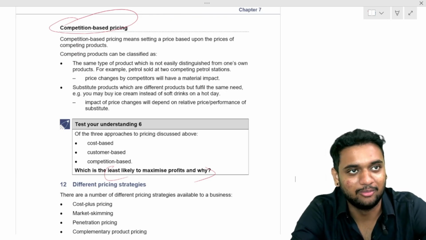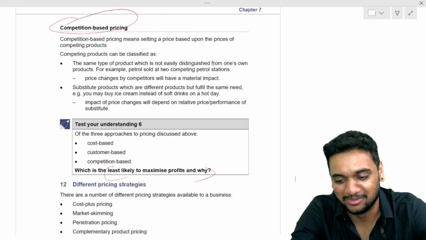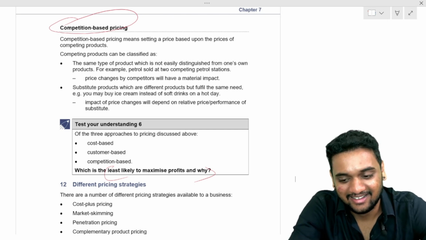FM, don't even tell. FM is the easiest paper. Sir, I don't think so. Someone tells all nonsense. FM is the easiest paper.